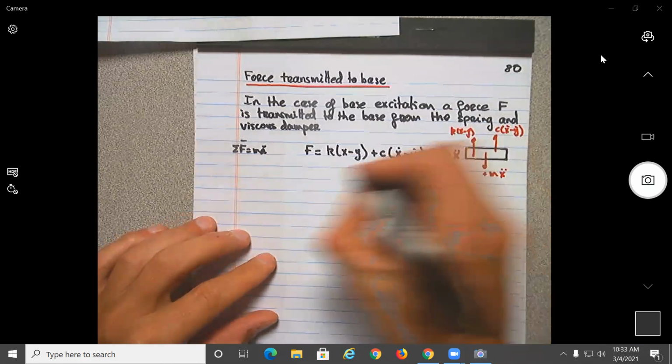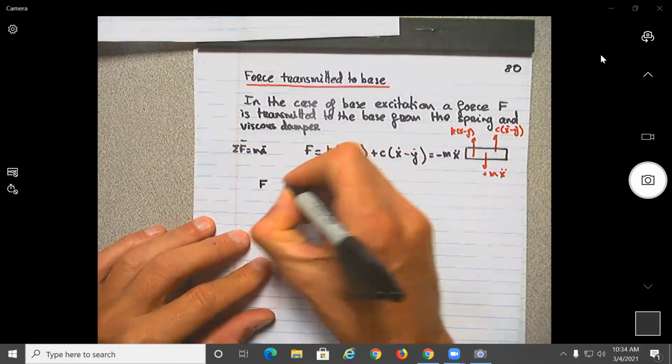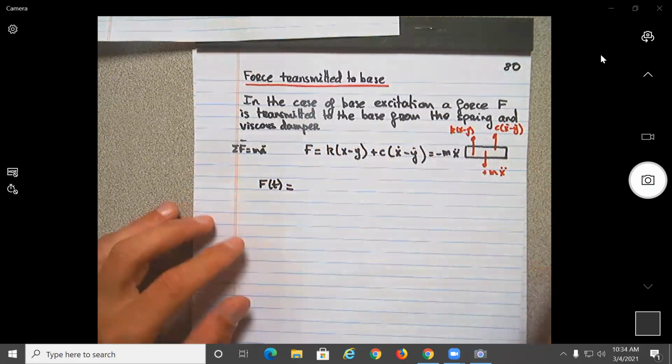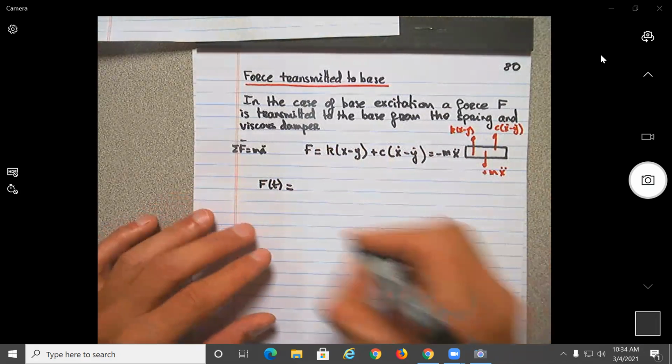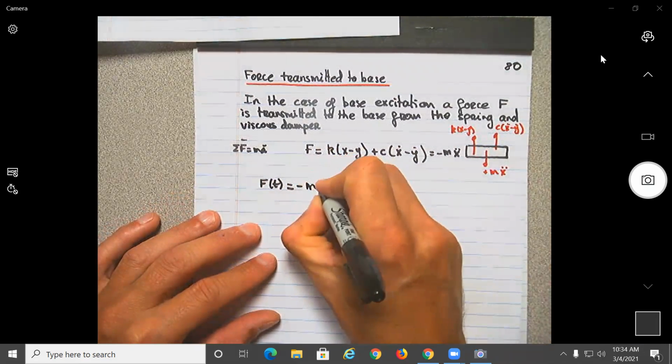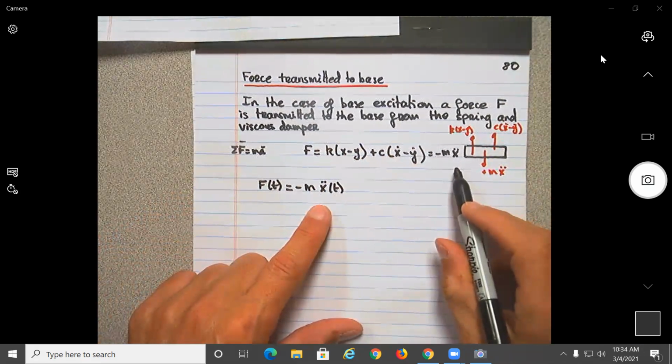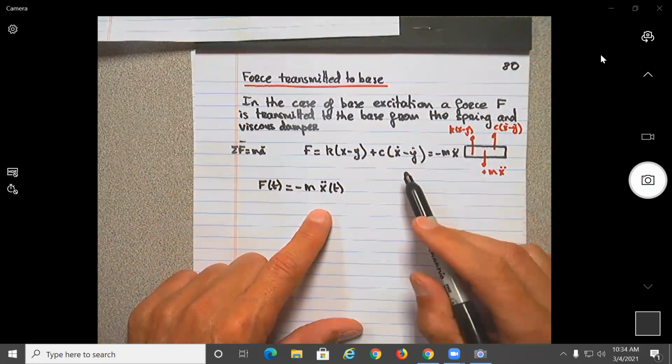Okay, so that means here that you could say that f of t, in function of time, will be equal to minus m x double dot of t. I mean, does that make sense, guys?